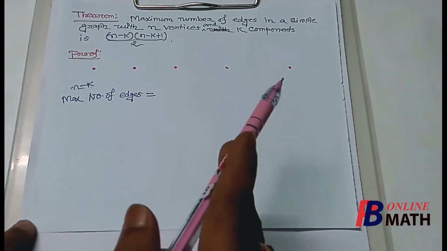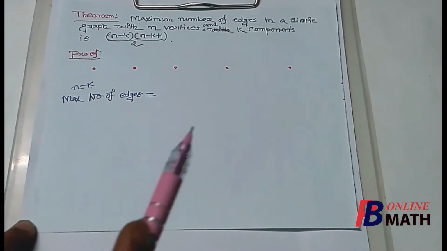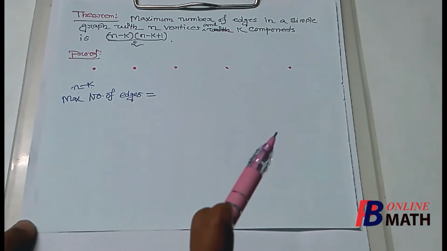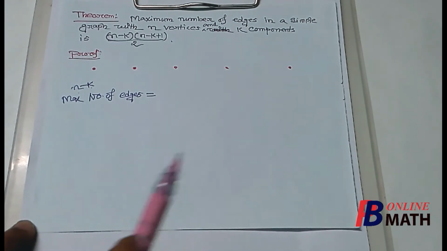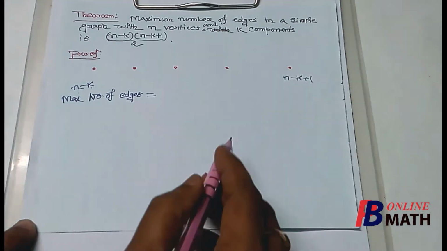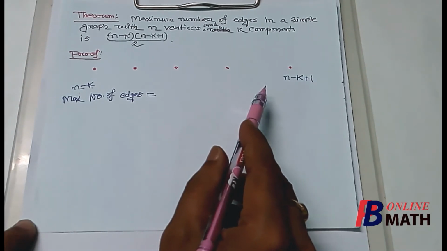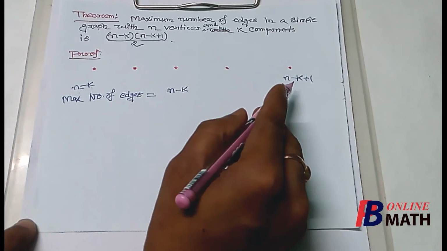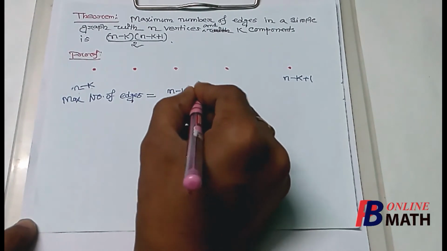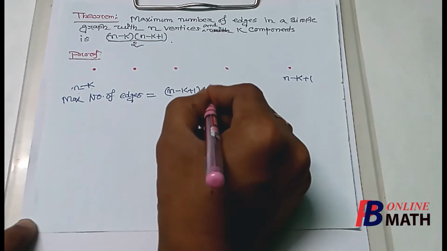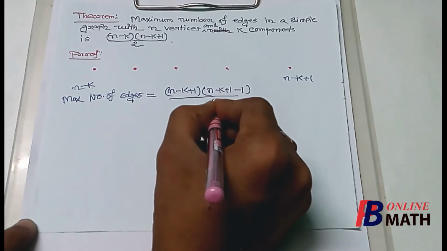The last component has n minus k plus 1 vertices. We know that if a graph has n vertices, then it has at most n into n minus 1 by 2 edges. So if the last component has n minus k plus 1 vertices, then the maximum number of edges in this component will be n minus k plus 1 into n minus k plus 1 minus 1 divided by 2.